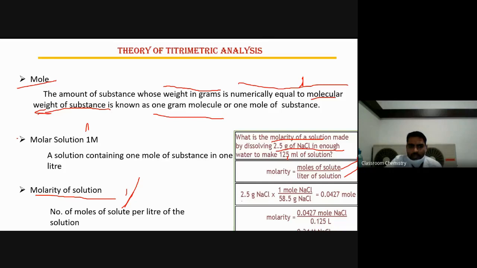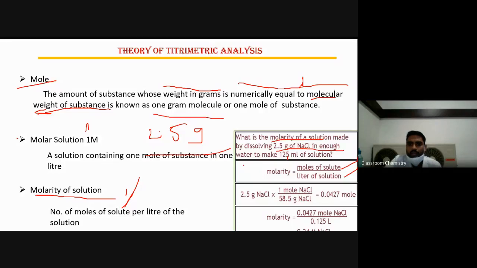See here, what is the definition? Number of moles of solute per liter of solution. Then how do we calculate the number of moles? How much quantity do they give in the problem? 2.5 gram. Weight in gram divided by its molecular weight. What is the molecular weight of NaCl? Sodium 23 and chlorine 35.5. Total is 58.5.